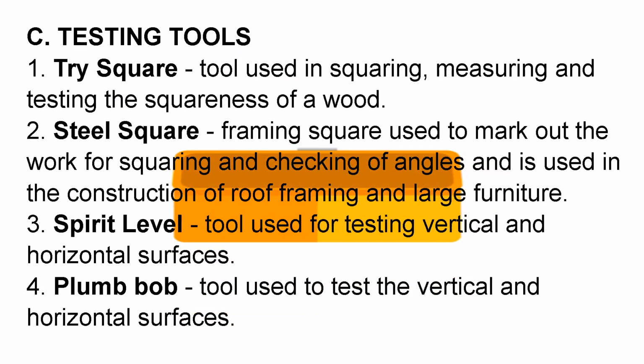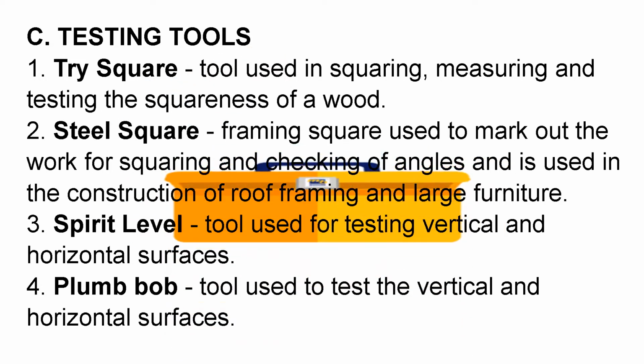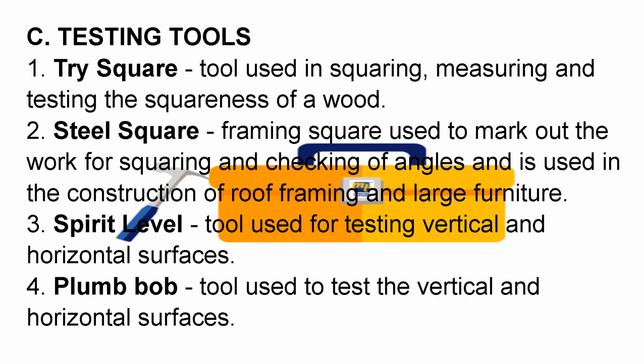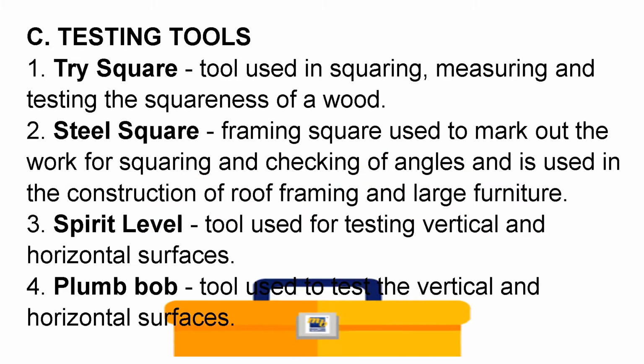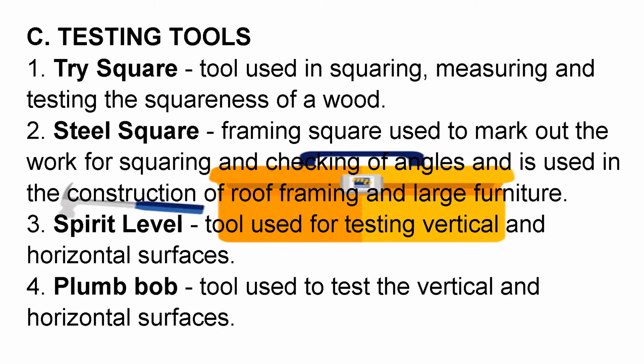Next, we have the spirit level, a tool used for testing vertical and horizontal surfaces. Then the plumb bob, a tool used to test vertical and horizontal surfaces. Those are the tools in testing.